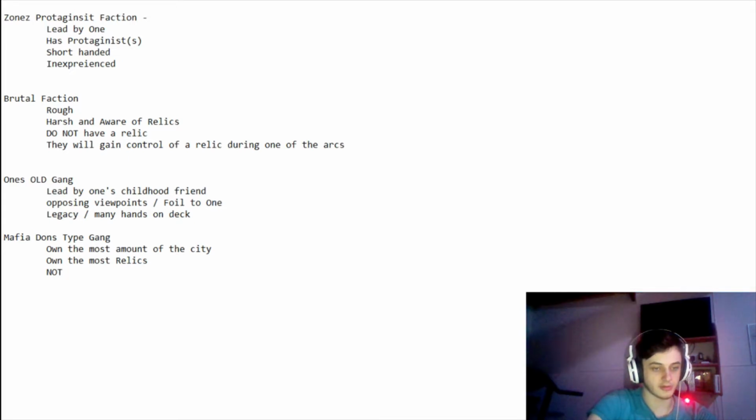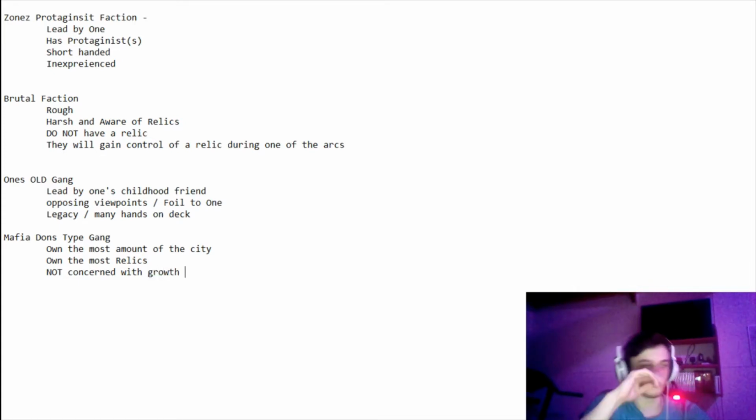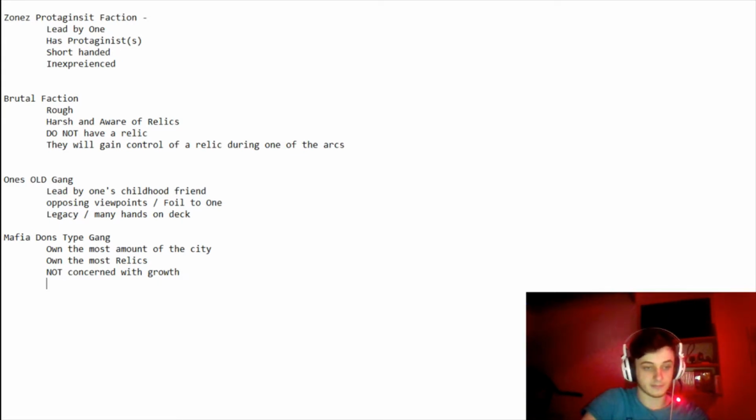Not concerned with growth. They don't feel the need to expand any more than they already are, because they own so much of the area already, and they're not too fussed with wiping out all other gangs, and they're just kind of okay.